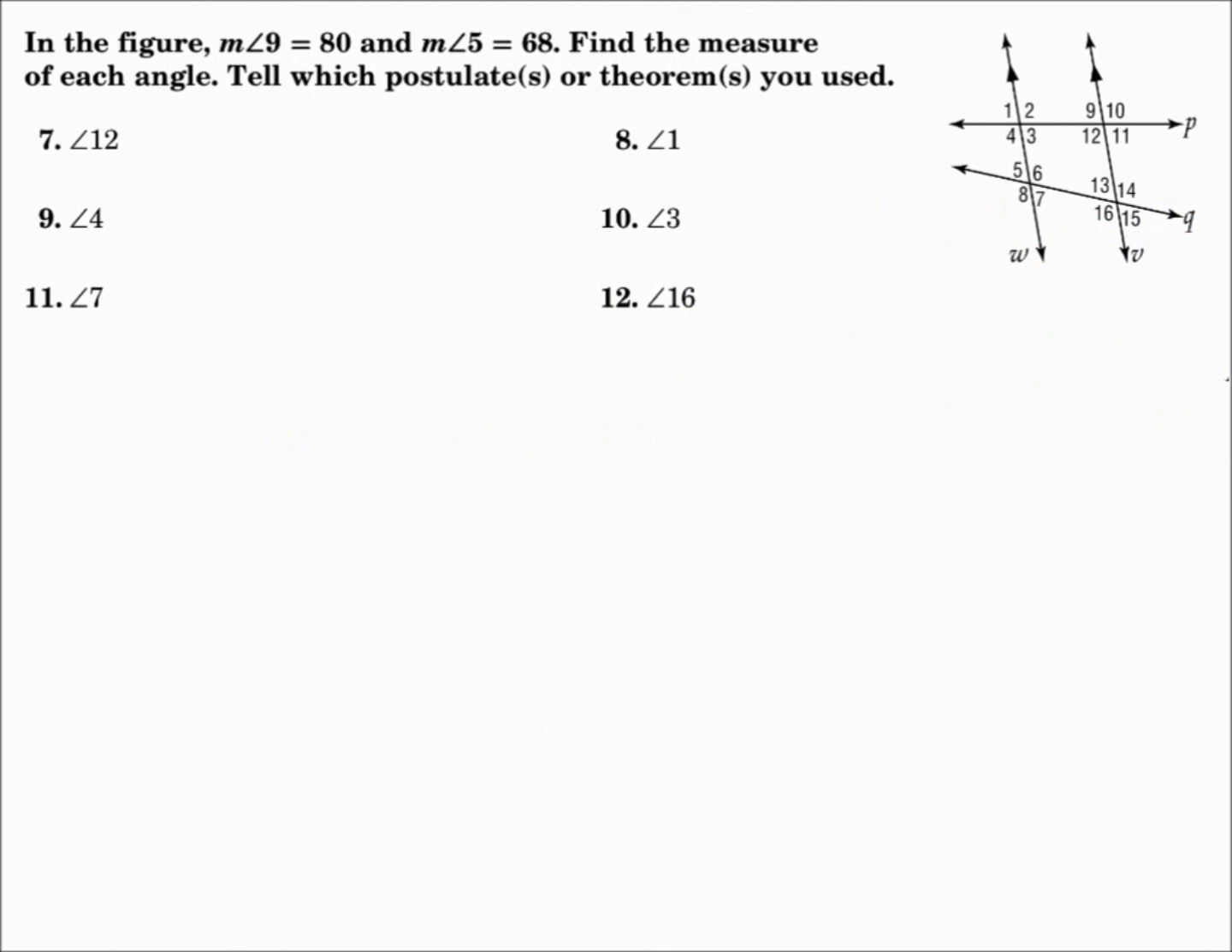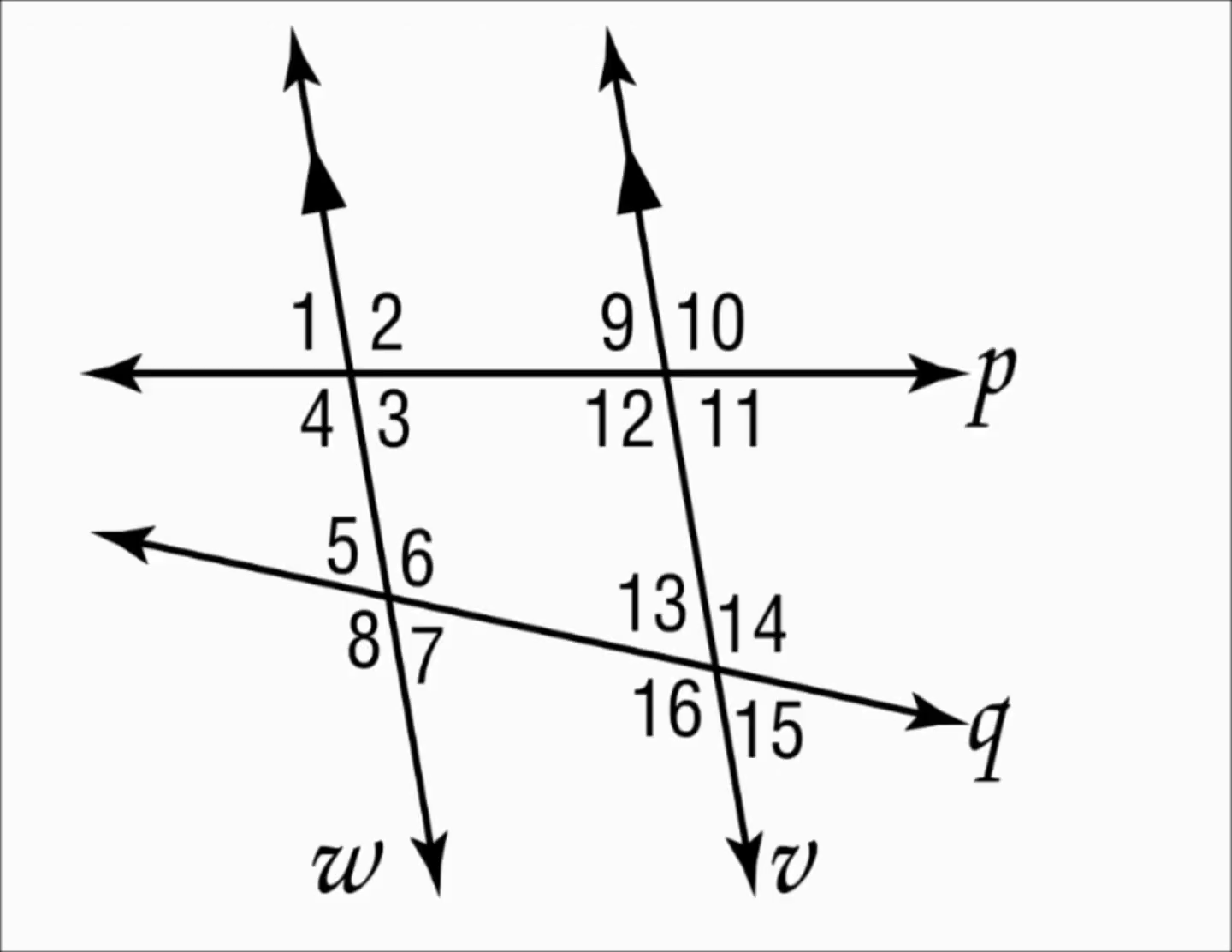In the figure, the measure of angle 9 equals 80, and the measure of angle 5 equals 68. Find the measure of each angle. So in this figure, those two lines are parallel, but lines P and Q are not. So we're going to have to keep these separate. We have two different sets of parallel lines being cut by a transversal. So we have one set of 8 angles on transversal P and another set on transversal Q. So let's keep those separate.